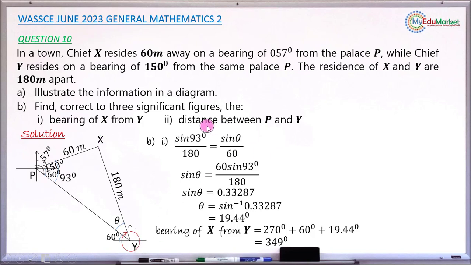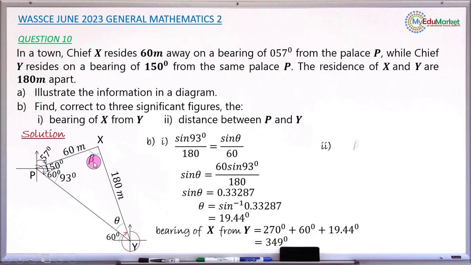So I move to the last question, the distance between P and Y, from the palace to the residence of Chief Y. It is this distance that I'm going to find now, which I can equally do using the sine rule. But before then, I need to know this angle, because it's the angle opposite to the side that I want to find. So I have this 93 and I have this angle theta, 19.44. I can use the sum of angles in a triangle to find the third angle.